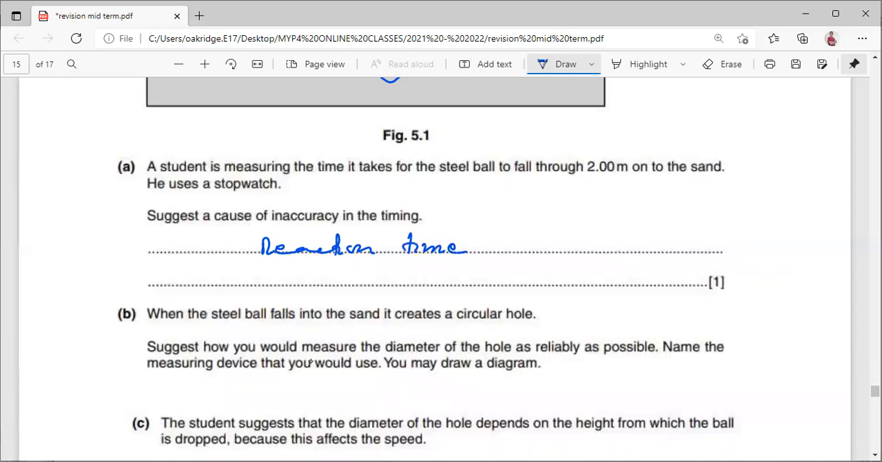When the steel ball falls into the sand, it creates a circular hole. That's what is my first observation. Suggest how you would measure the diameter of the hole as reliably as possible. Name the measuring device that you would use. You may draw a diagram.